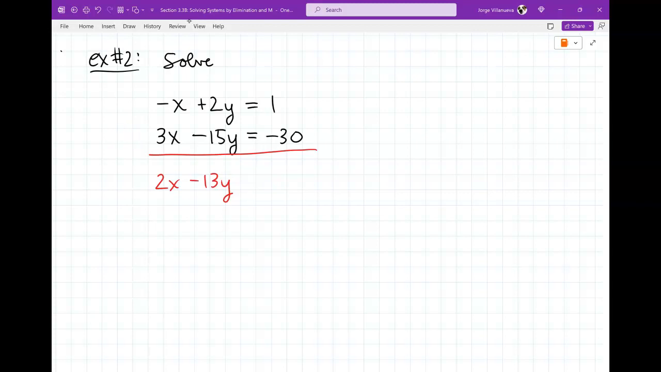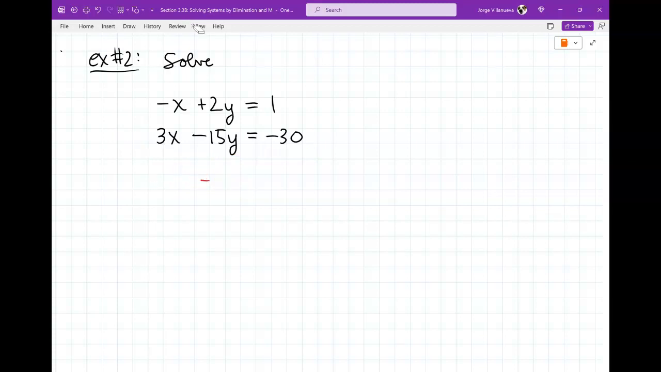So then that means we try subtracting. But when I subtract, negative x minus 3x is negative 4x, and 2y minus negative 15y is positive 17y. Nothing went away. Okay? That's how you know you need to multiply first. Because you added, you subtracted, it didn't work, so that means I got to do something else.